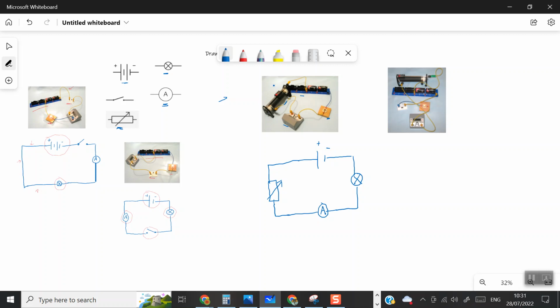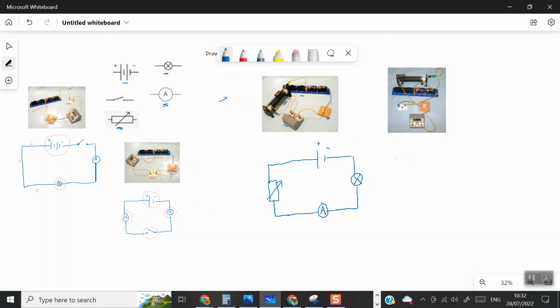With this variable resistor here, basically you can move this back and forth and it increases or decreases the resistance of the resistor. Okay, so that's that one, and then we'll finally look at this one here. This one is just a little bit messed up, as in it's all twisted over each other. But again, we follow the same kind of guidelines.